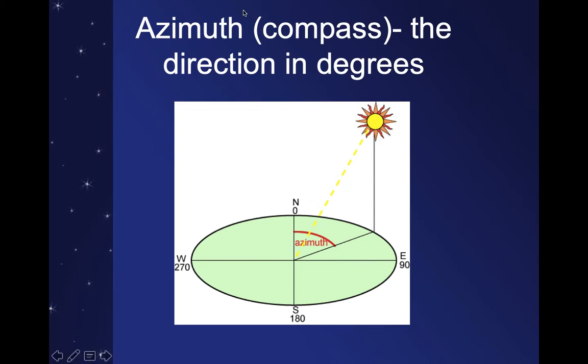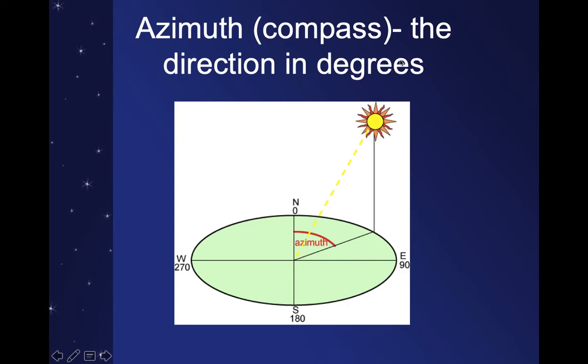The azimuth, which is usually what we would use a compass for, is the direction in degrees. If you take a look here, the angle from north over to this line is my azimuth. We would communicate that as 45 degrees, right? Because if this whole thing is 90, and this looks like it's half, it'd be anywhere between 45 to 50 degrees. That would be our azimuth.